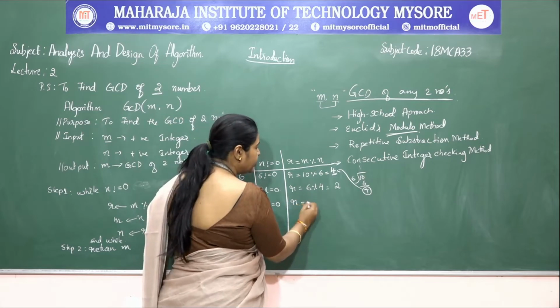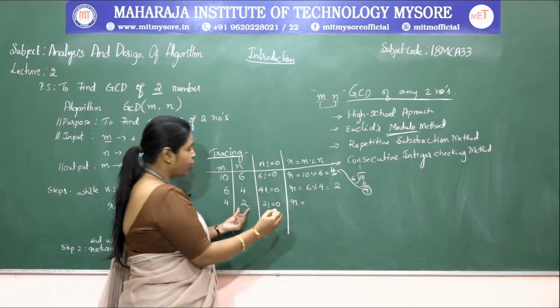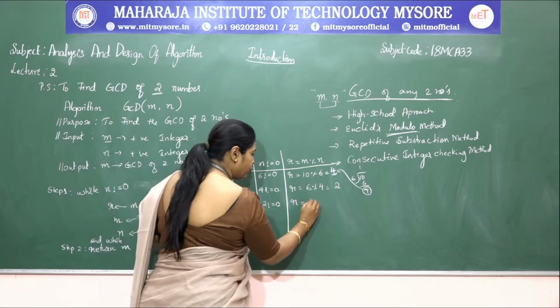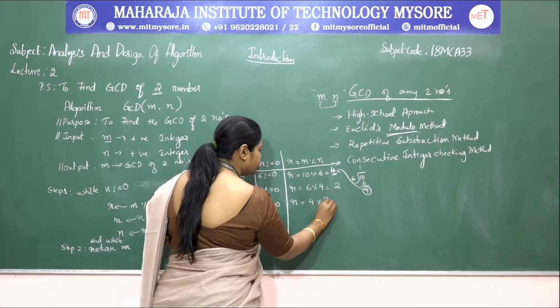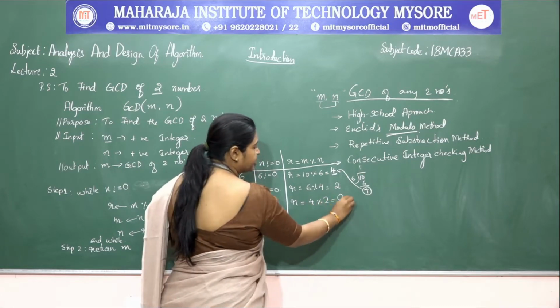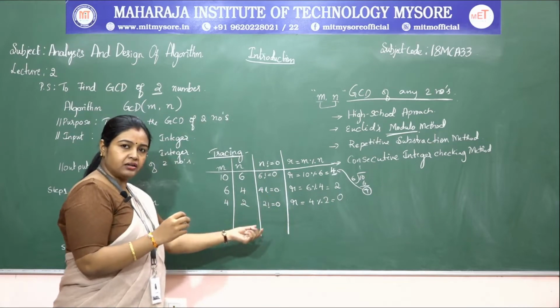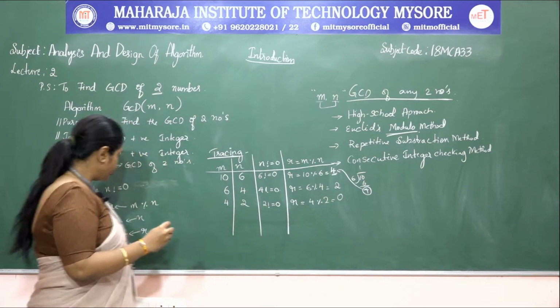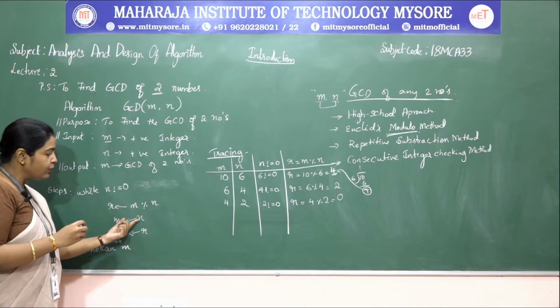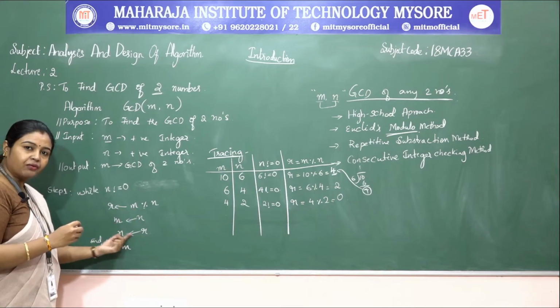What is the remainder? m mod n. In this iteration, m is 4 and n is 2. So 4 divided by 2, the remainder is 0. It has not been completed yet. Now we have calculated the remainder, and we need to assign the n value to m and the r value to n.